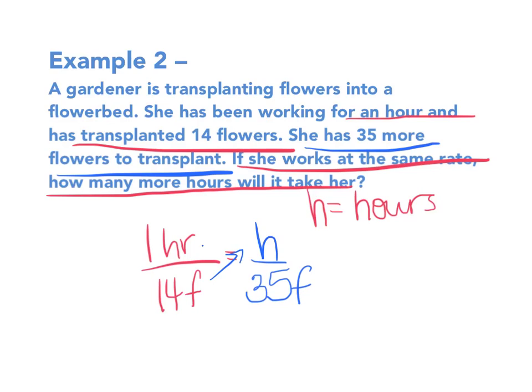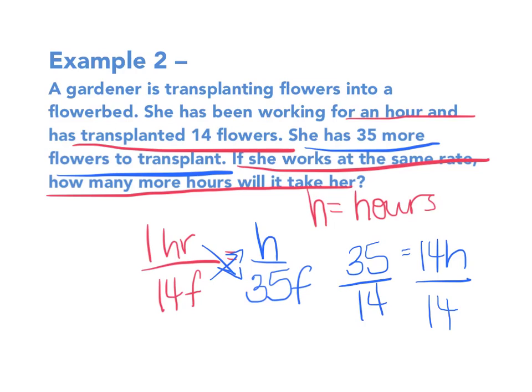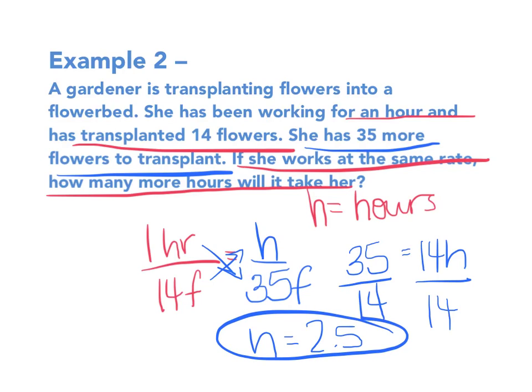So again, I cross multiply, and 1 times 35 is 35, and that equals 14H. So I will just divide both sides by 14, and I get 2.5. It will take her 2.5 more hours to transplant those 35 flowers.